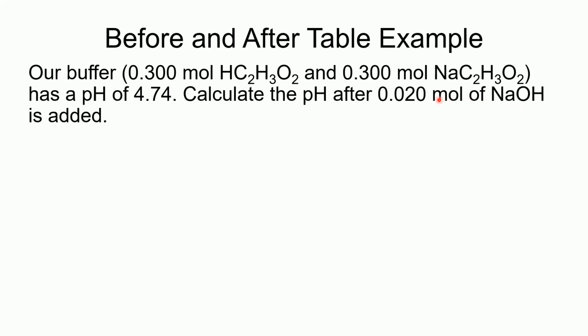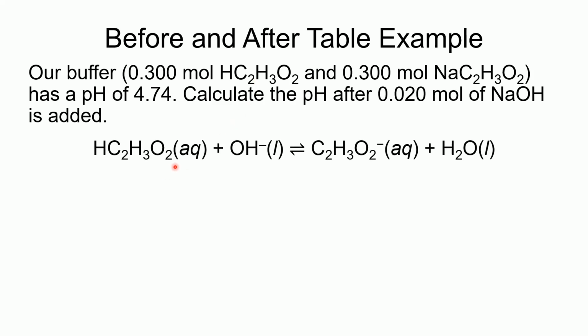First thing we want to figure out is, what is the strong base going to react with? Of course, that strong base is going to react with our weak acid. So this is the reaction that is going to occur. Our weak acid reacts with hydroxide, and it will create some acetate ion. So we're going to neutralize some of that acid and increase the number of moles of our conjugate base.